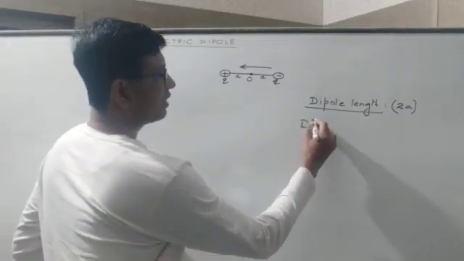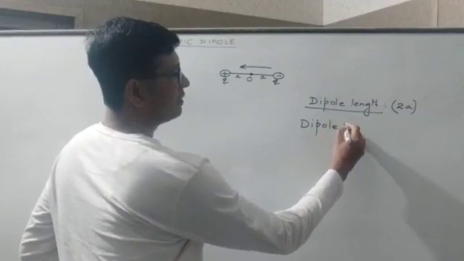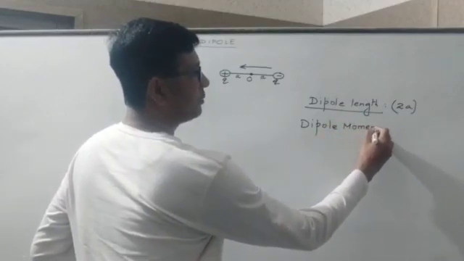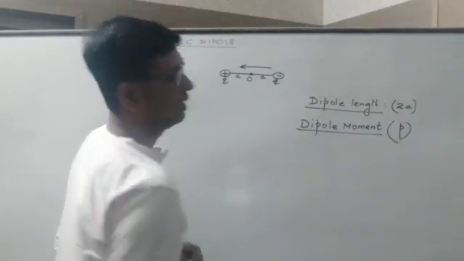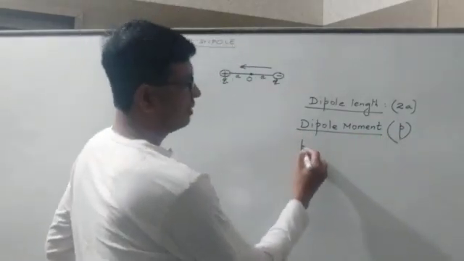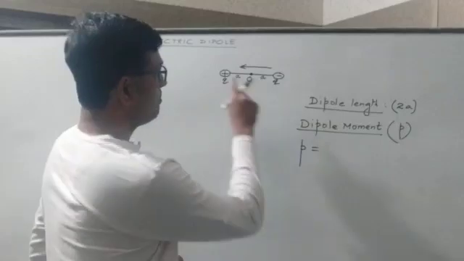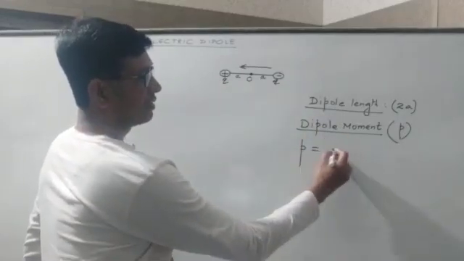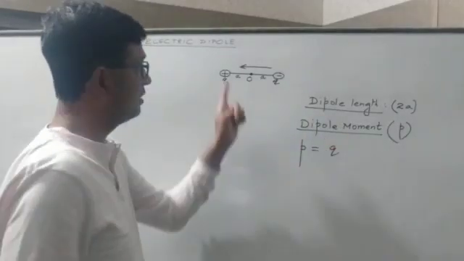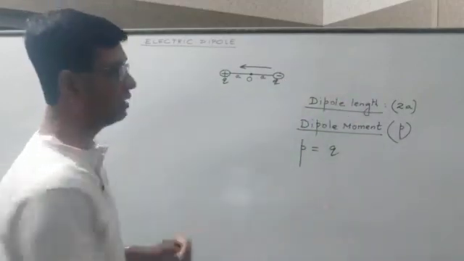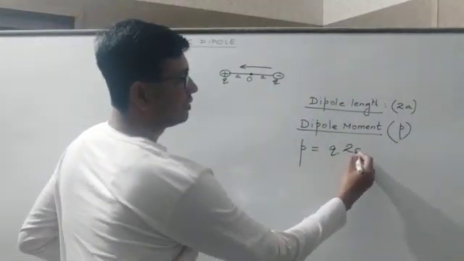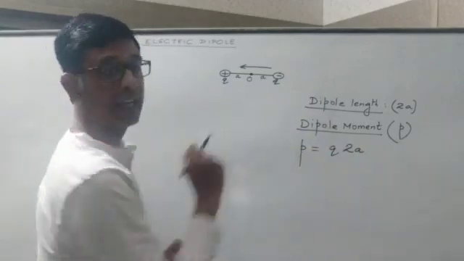Then, electric dipole moment. It is represented by small letter p. Now, look, it is defined as the product of the magnitude of either of these two charges and the separation between them. The separation between them, as we have just discussed, is known as dipole length. So, it is 2a. So, this is the dipole moment.